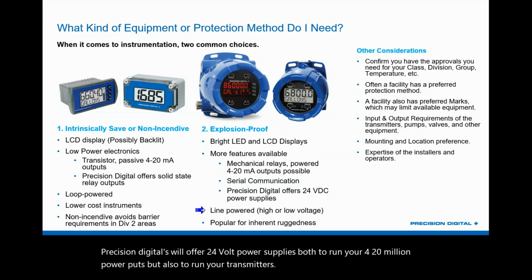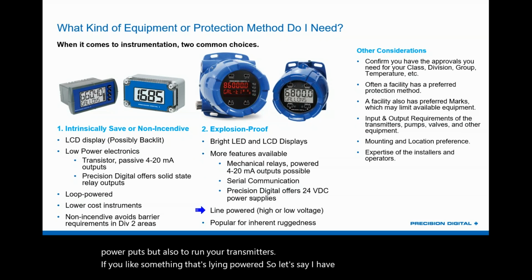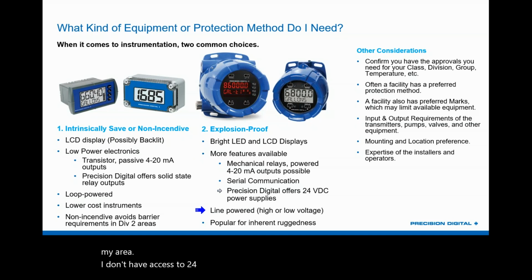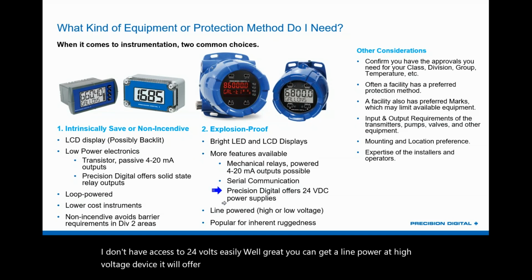If you'd like something that's line powered, so let's say I have 120 volts coming into my area, I don't have access to 24 volts easily. Well, great, you can get a line powered high voltage device. It'll offer 24 volt output as part of it. You can use that to power up your transmitter.